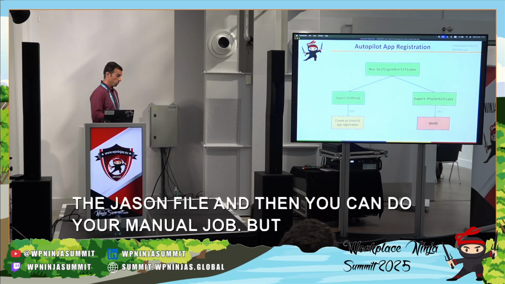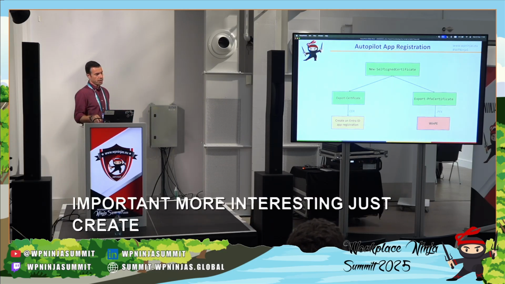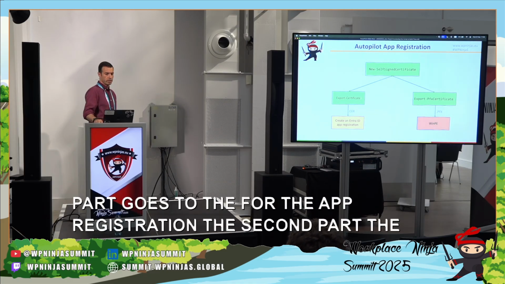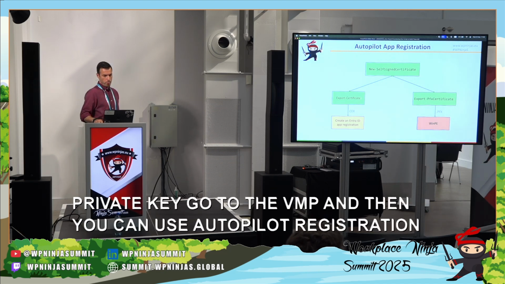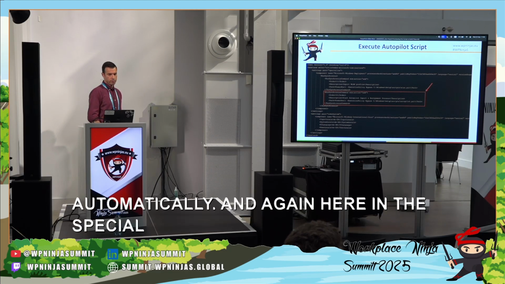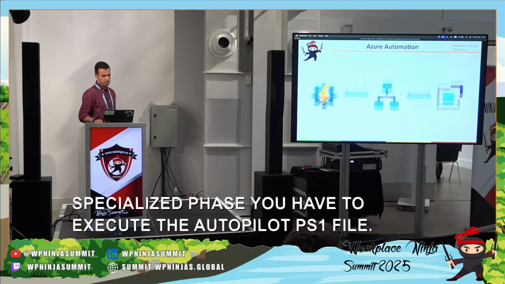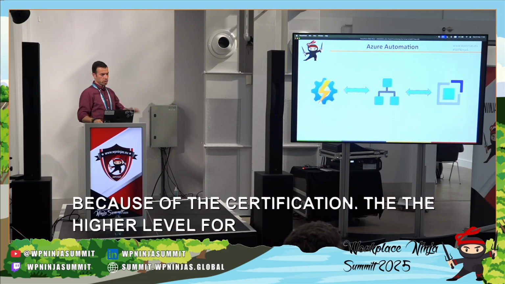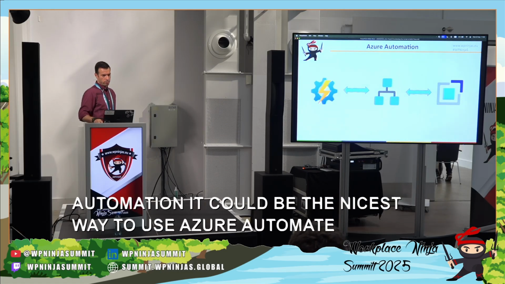But more interesting, just create a self-signed certificate. One part goes to the app registration. The second part, the private key, goes to the WinPE, and then you can use the Autopilot registration automatically. And again, in the specialize phase, you have to execute the autopilot PS1 file because of the certificate. At a higher level, for automation, the nicest way could be to use Azure Automation with the webhook.